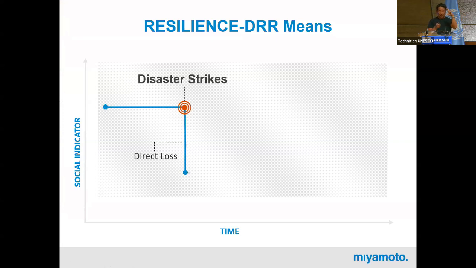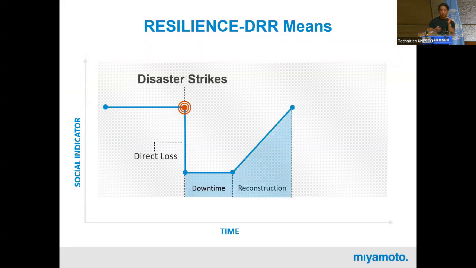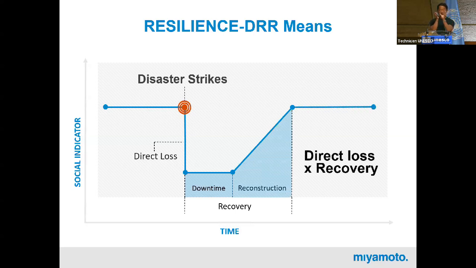Then there is a downtime. This is the response and recovery phase. Sometimes it's really short, sometimes it's long. And then reconstruction starts happening, and hopefully back to a normal state. So if you look at it this way, direct loss piece and recovery piece, if the area is less, it's higher resiliency. You know what I mean? So to make DRR work, you either reduce the direct loss through infrastructure resiliency or improve the response structure. That's two ways to go about it.